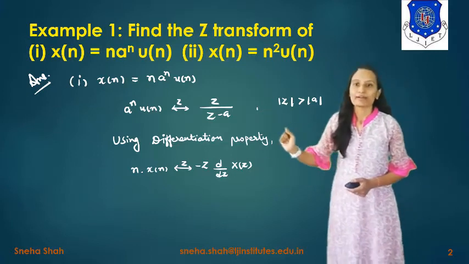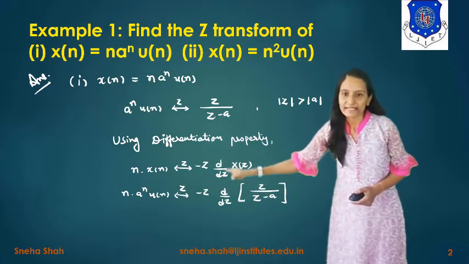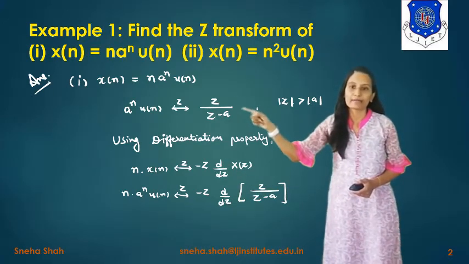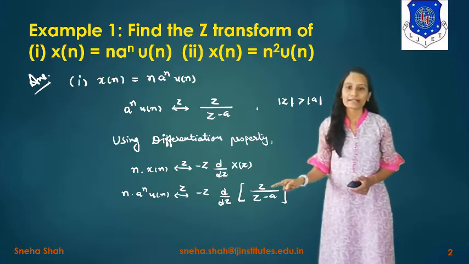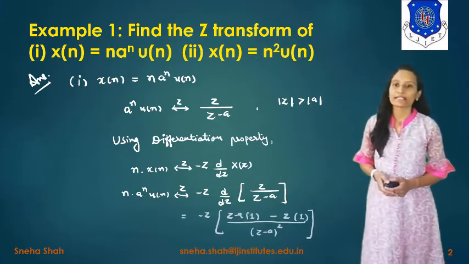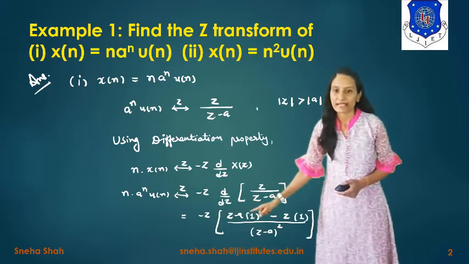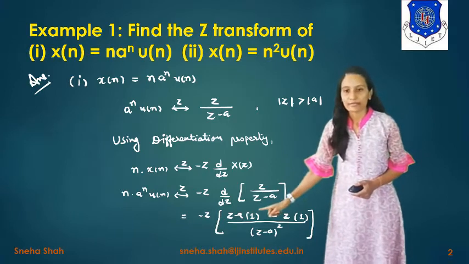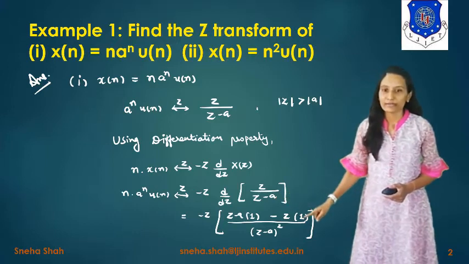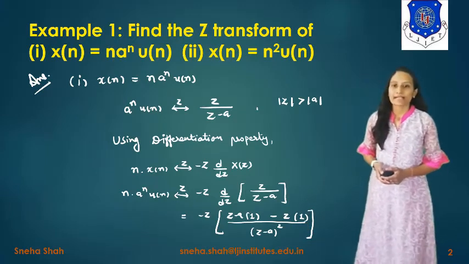So to find the Z transform of n into a raised to n u of n, its value will be minus z as it is, d by dz as it is, and what is the value of x of z? X of z equals z upon z minus a. Now differentiating this term, it gives minus z as it is, the denominator as it is, z minus a. The numerator's differentiation will be 1, minus numerator as it is, and then differentiating the denominator, it will be 1 divided by the denominator whole square, meaning z minus a whole square.